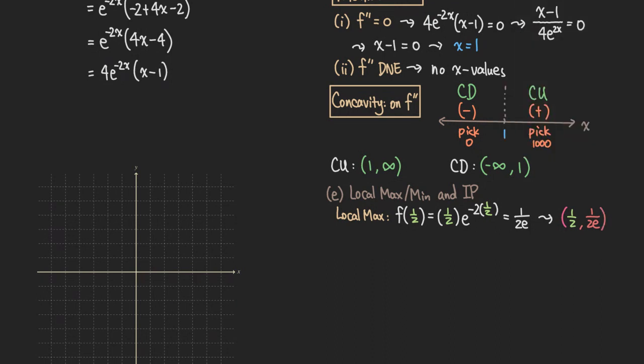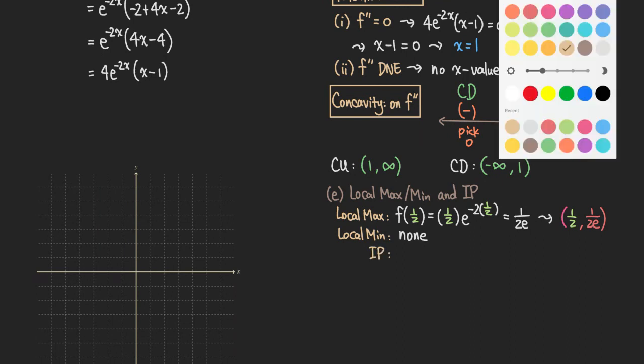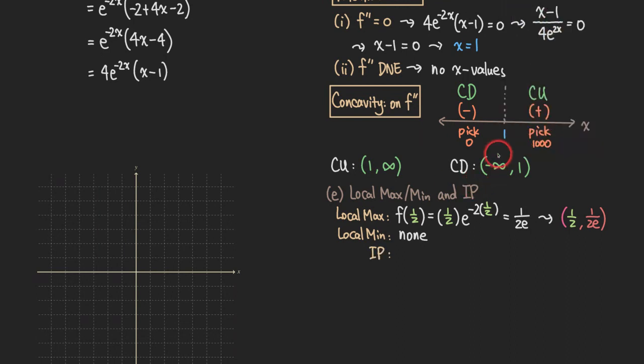Now next, local minimum. We actually have no local minimum. So we don't have anything for local minimum. What about the inflection point? Do we have an inflection point? Let's check the sign analysis chart for the second derivative. There is a change of concavity, and because the function is defined at 1, that's an inflection point. So that means all we need to do is to plug the 1 in there.